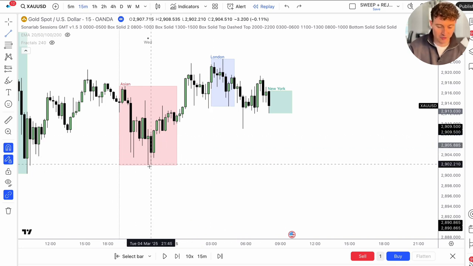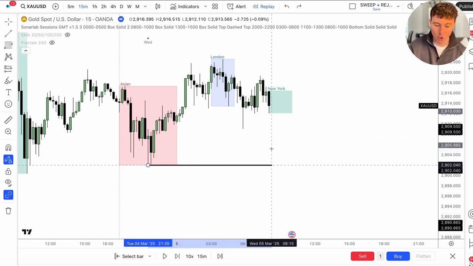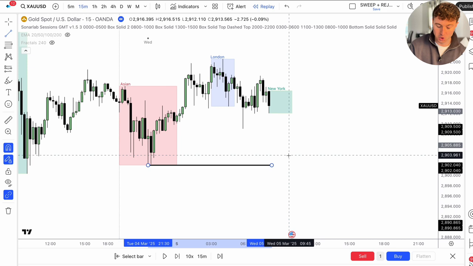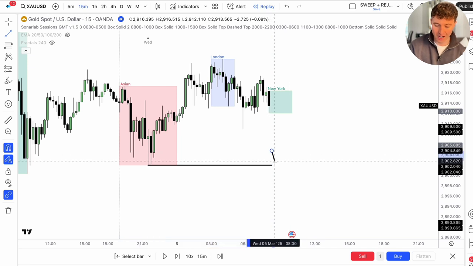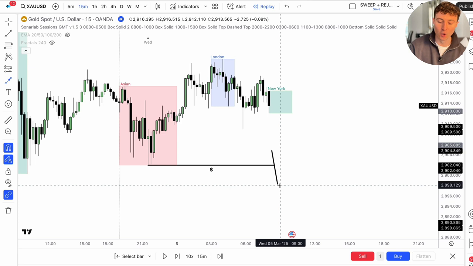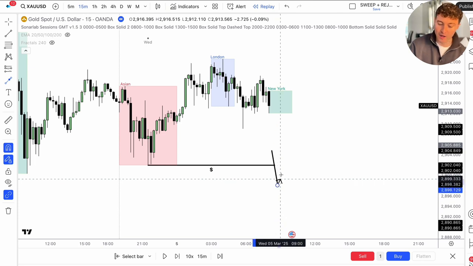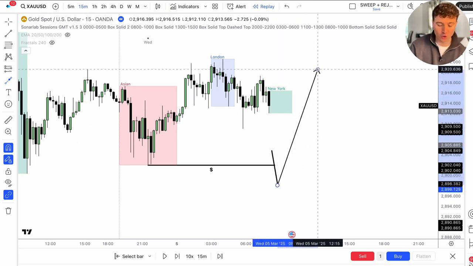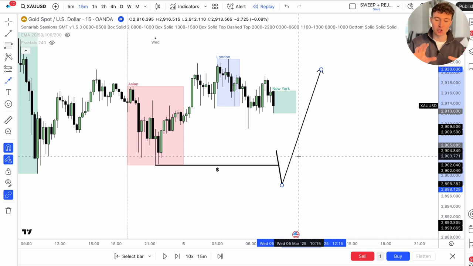And we simply have sell side liquidity resting below the Asian session low. So essentially what we're looking for is an ICT power of 3, running the sell side liquidity below the Asian session low, and then we can look for a potential long trade in this market. Remember to go with our higher time frame bias.